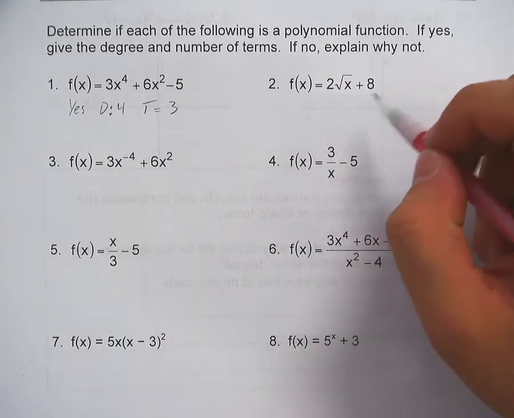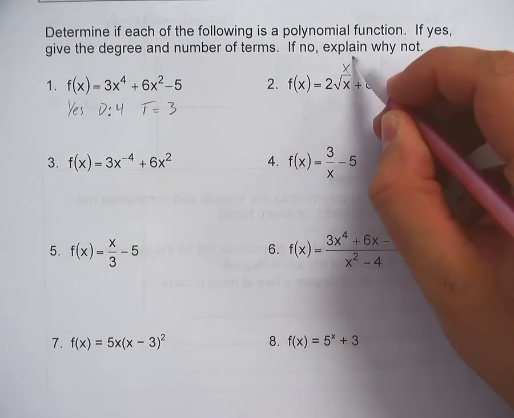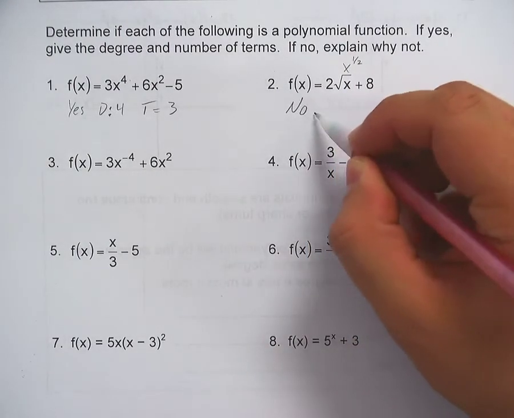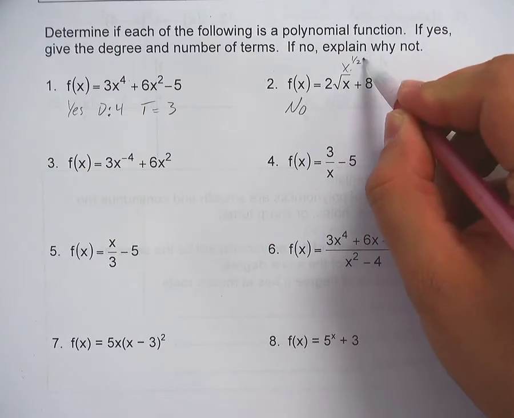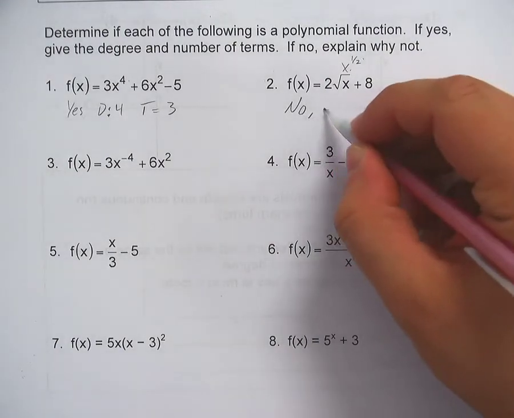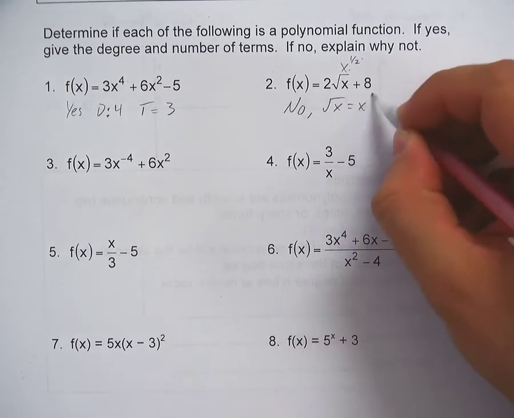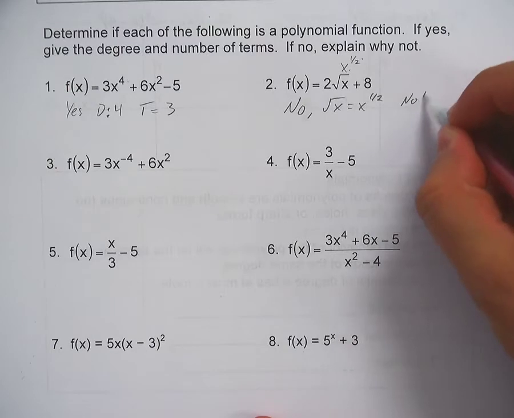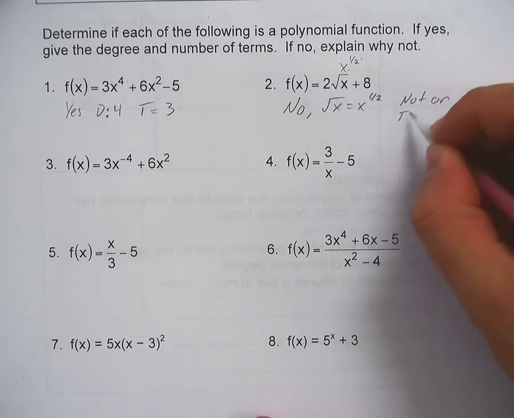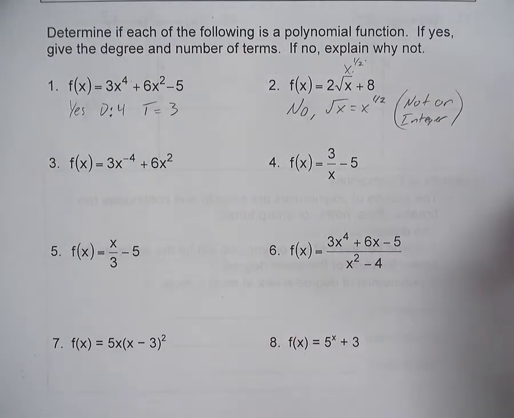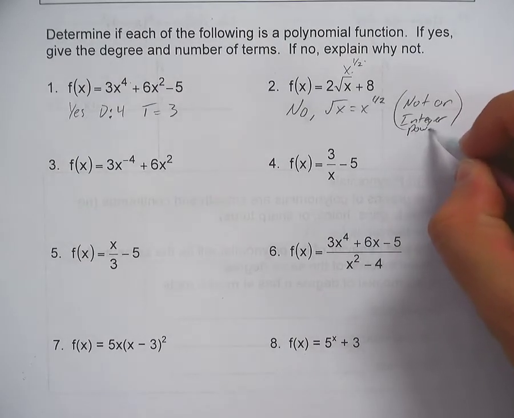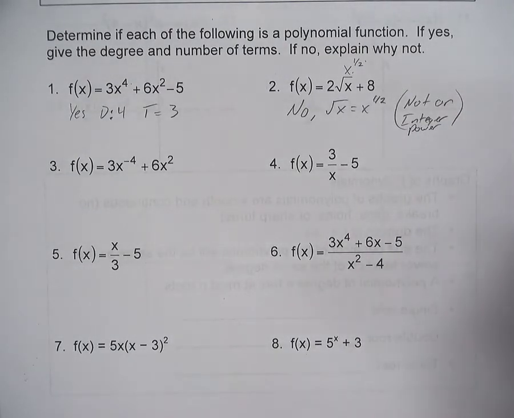This one, remember the square root of x is like saying x to the 1/2 power, right? So is this one a polynomial? No, because this is a fraction on the power. So no, the square root of x is x to the 1/2. And since this is not an integer, it says not an integer. They explain why not. Not an integer power is what we're talking about there. Let me put that beneath power. It's got to be a whole number.